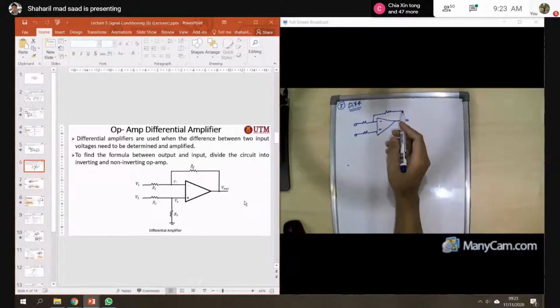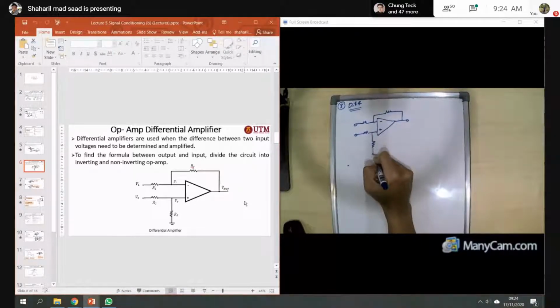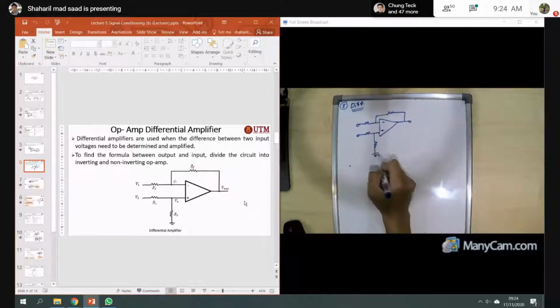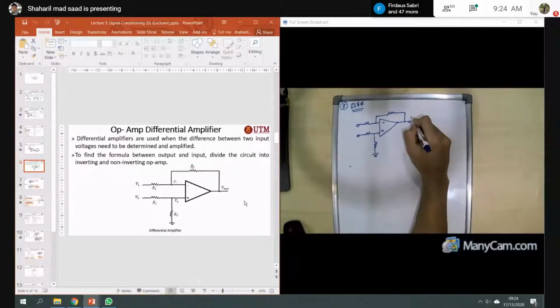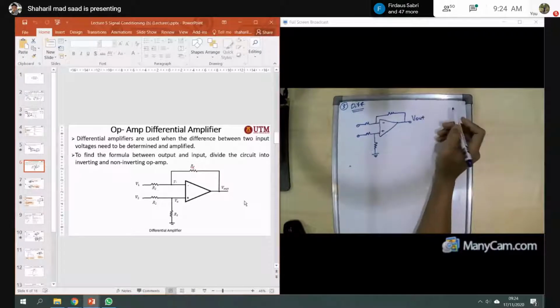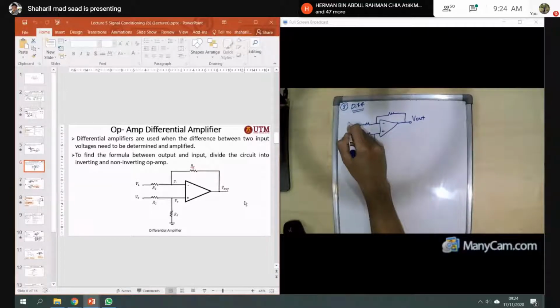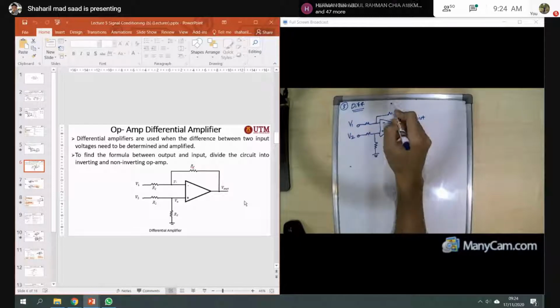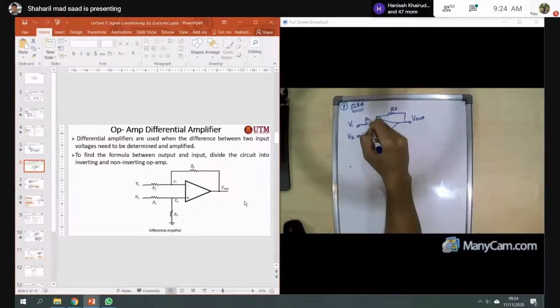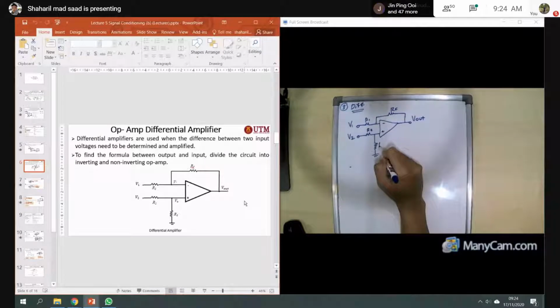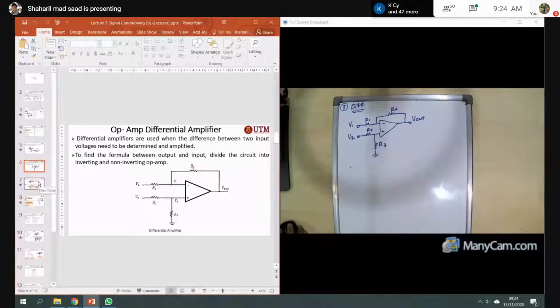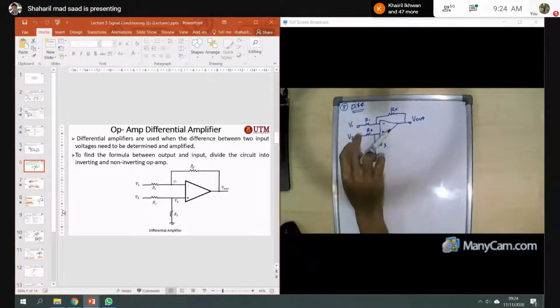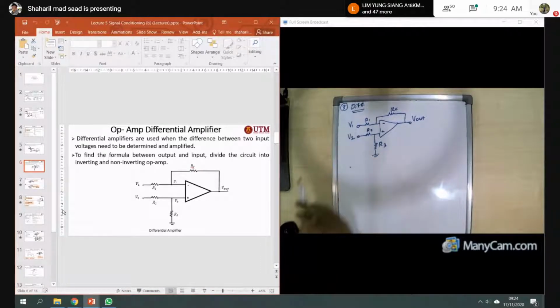Okay. And then you have another resistor here, and we shunt to ground. So now this one is the V out. This one is the V1 and also V2, RF, R1, R2, and also R3. But what the differential amplifier does is compare between two inputs, only two inputs. One op-amp can compare only two inputs, V1 and V2.